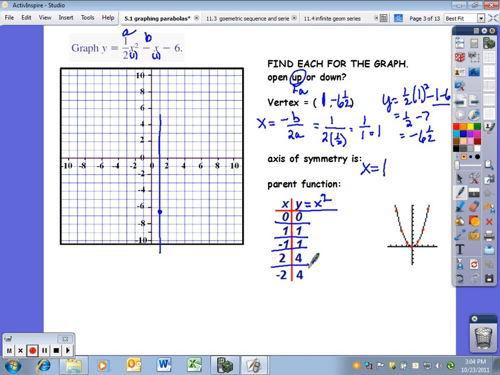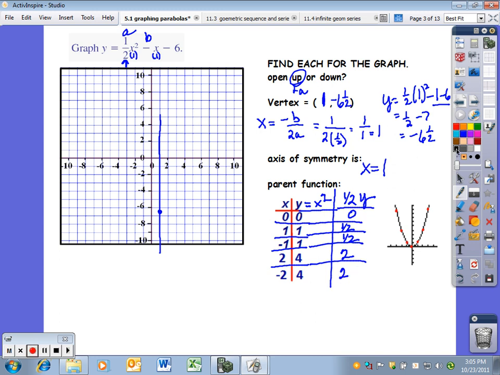Do we have a multiplier? Yes. So now our multiplier is 1/2. So we take 1/2 times our y value. Half of 0 is 0. Half of 1 is a half. Half of 1 is a half. Half of 4 is 2. Half of 4 is 2.